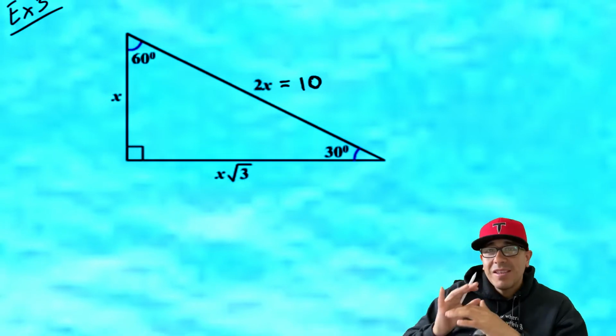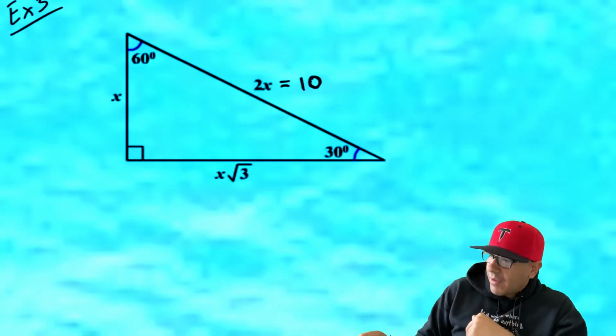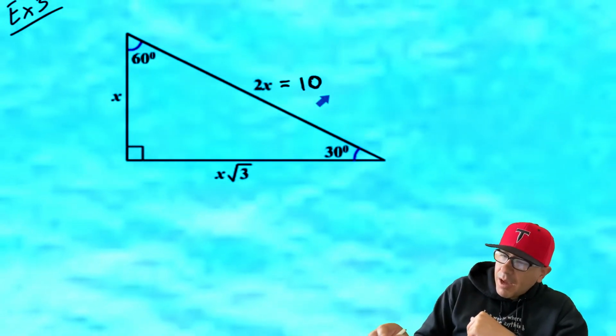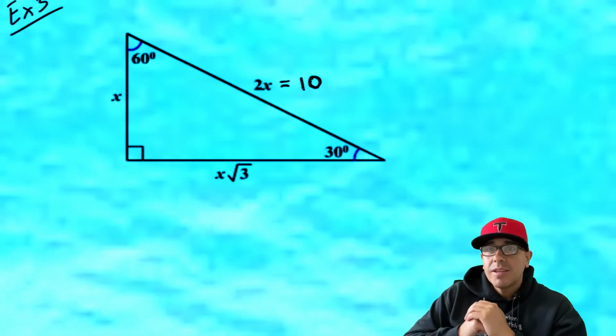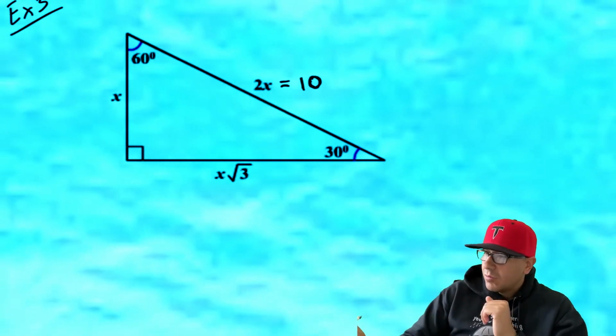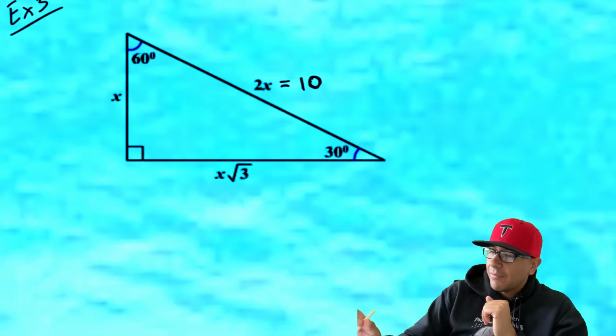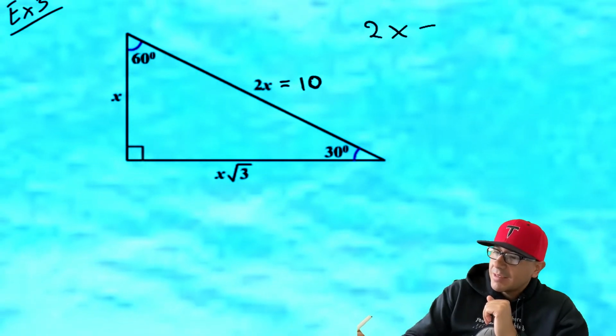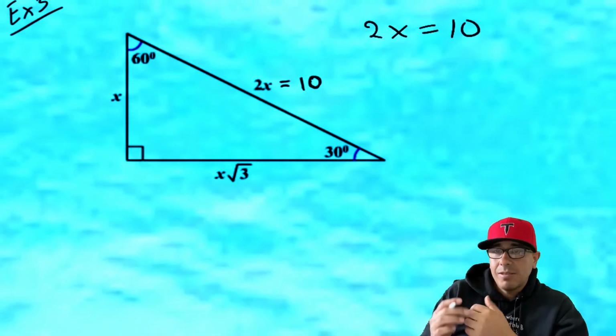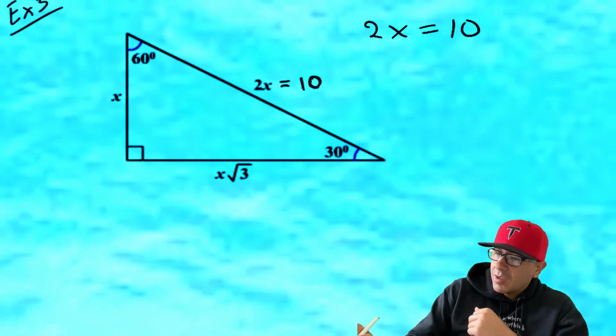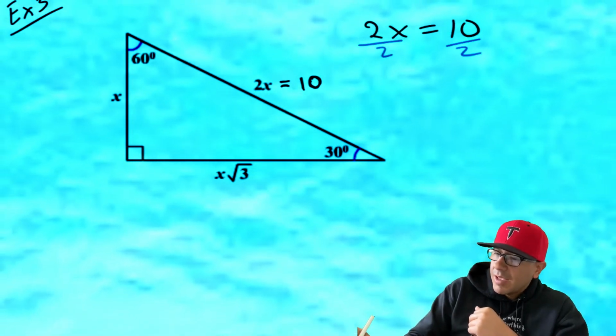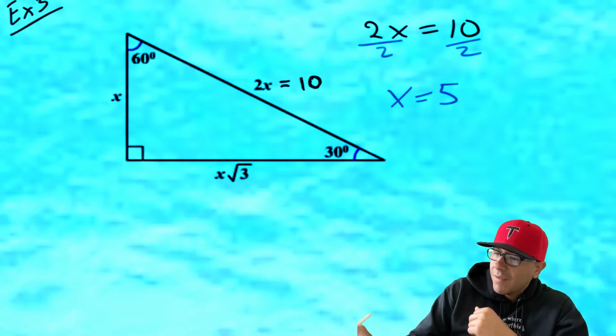All right, so this time they're starting us off with the hypotenuse, and they tell us the hypotenuse is 10. So we see our equation is set up for us. So we have 2x equals 10. So this one's actually easier than the last one. Let's go ahead and divide both sides by 2, and you're left with x equals 5.